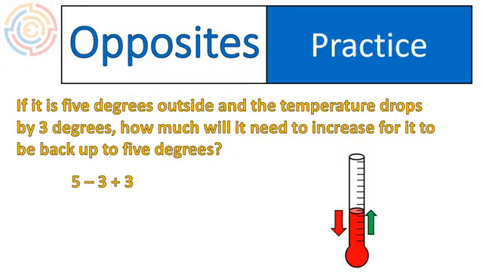What the expression would look like is this. 5 minus 3 plus 3 gives you 5 again. So how much will it need to increase to be back up to 5 degrees? It would need to increase by 3 to be back up to 5 degrees. Again, we're adding opposites here. -3 plus 3 puts us back at our original number.